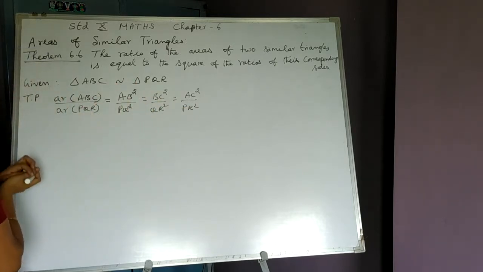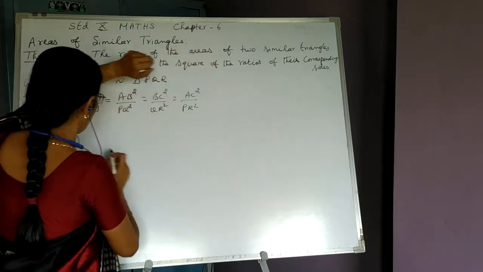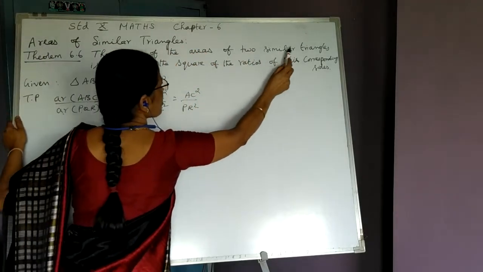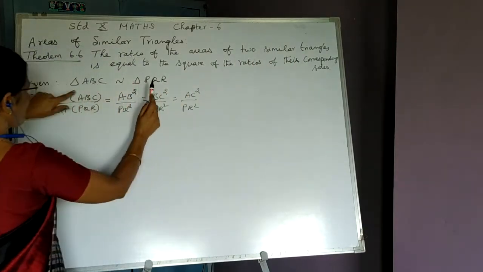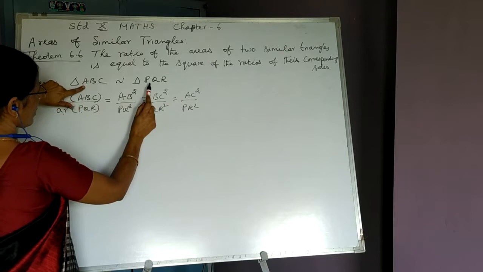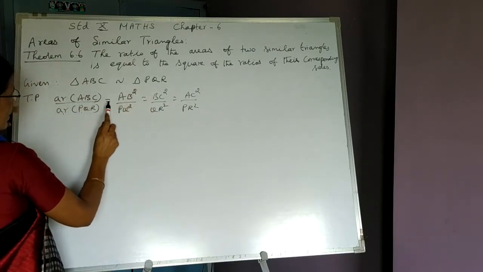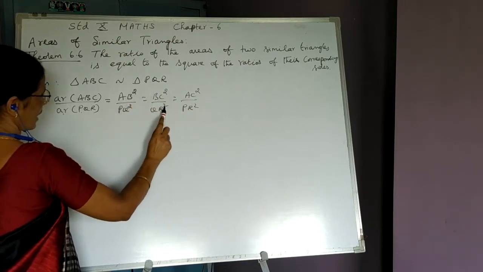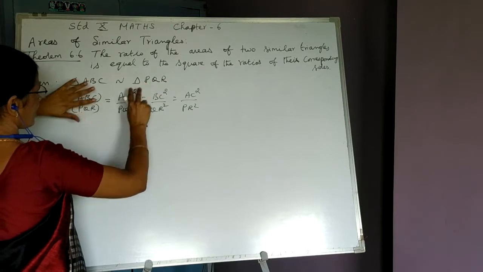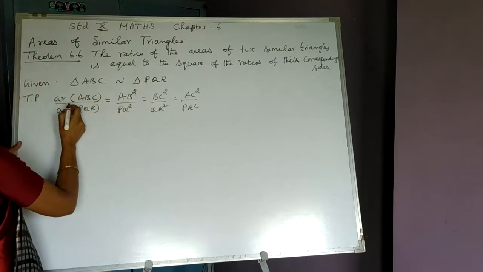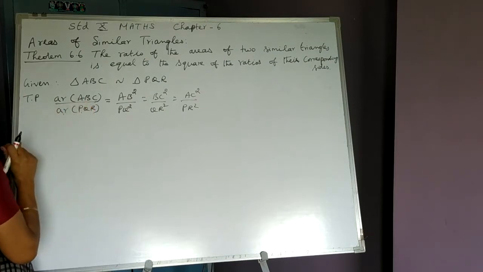Each corresponding side should be squared. Right? This is the meaning of the theorem. The ratio of the areas is taken for two similar triangles, not for any two triangles. The triangles should be similar. So we have taken two similar triangles. For these two triangles we have to show the ratio of their areas is equal to the squares of their corresponding sides. If we take squares of their corresponding sides, we will find that it is equal to the ratio of areas of these two similar triangles.